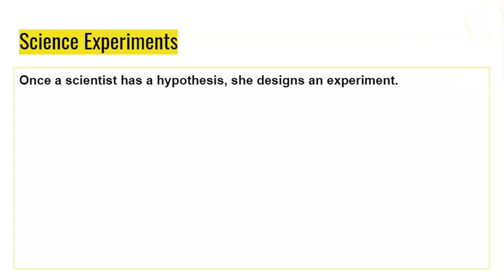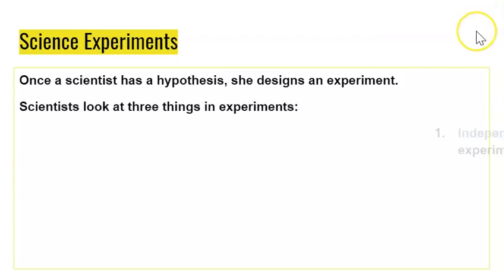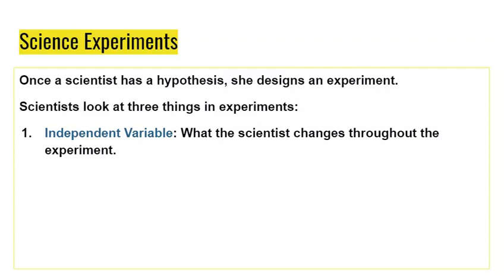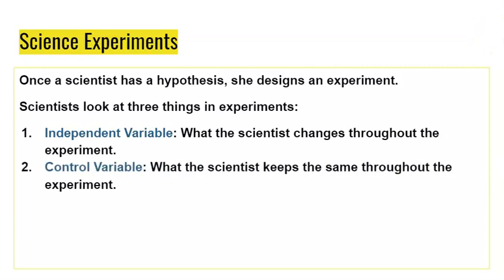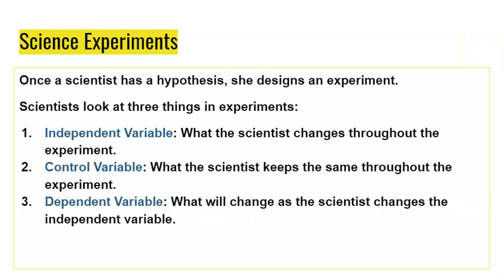When scientists do their experiments, they're thinking about three things. What's going to be the independent variable? So this is what the scientist changes throughout the experiment. What's going to be the control variable? So this is what the scientist keeps the same throughout the experiment that they'll use to compare their dependent variable. The dependent variable is what will change as the scientist changes the independent variable. So the dependent variable depends on the independent variable.